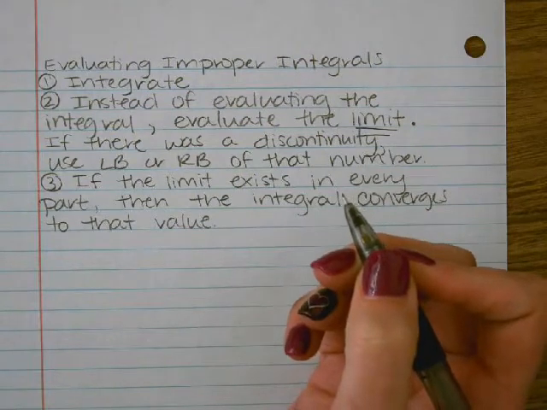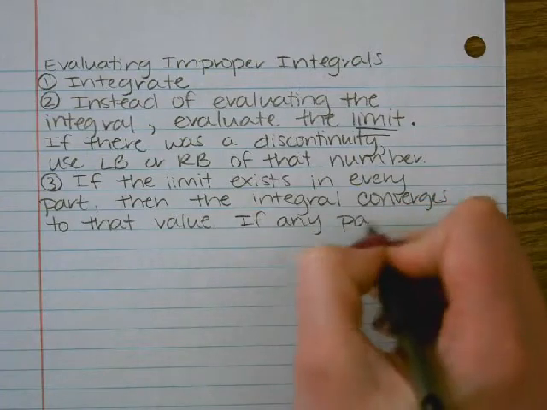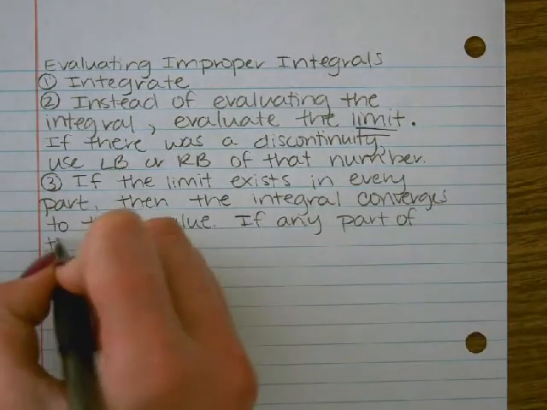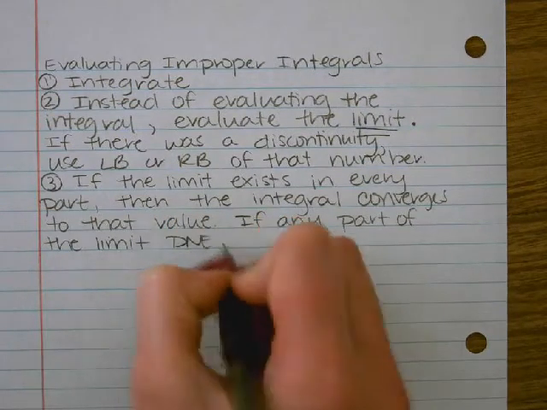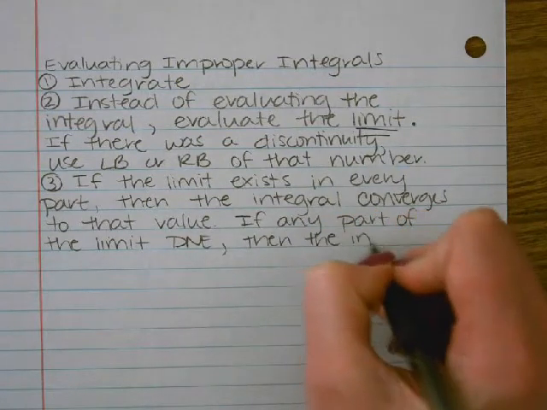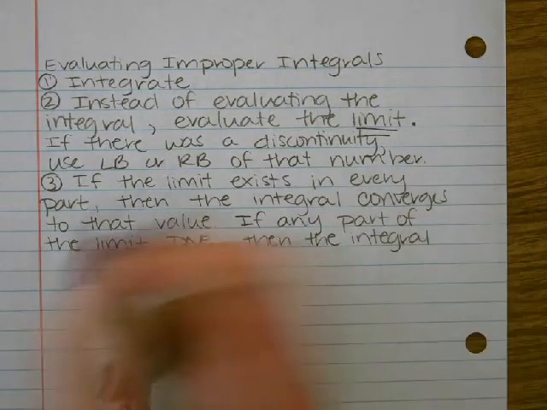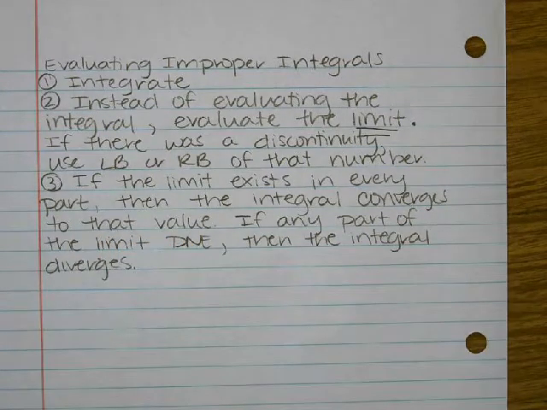If any part of the limit does not exist, then the integral diverges. So we're going to have two parts to our answer. First, we're going to say converges or diverges. And then if it diverges, you don't have a number. But if it converges, then we're going to say what number it converges to.